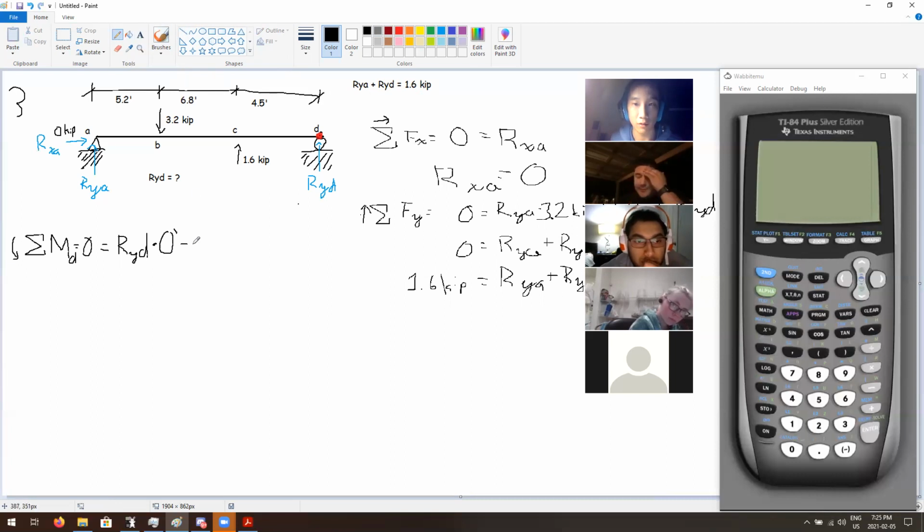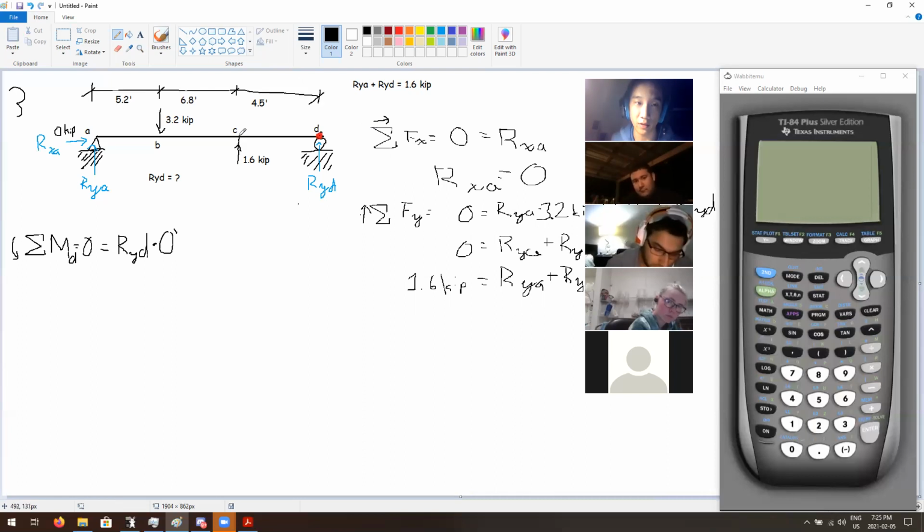Next one. 1.6 kips. So it's pushing in this direction. Now which way is that gonna turn? Clockwise, right? It's pointing at this. Right here.